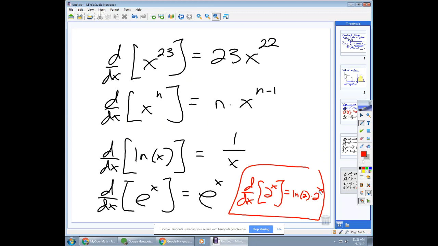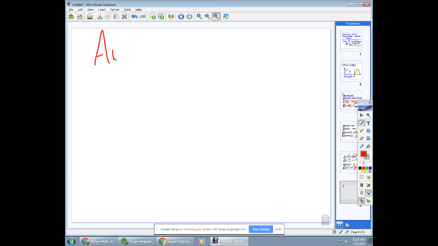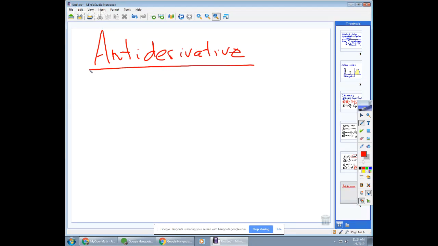Now, at the end of Calculus 1, we looked at antiderivatives. Meaning, if I tell you what the answer is, can you tell me what function we took the derivative of? So that's the idea of an antiderivative. The question would be something like f prime of x is equal to 3x squared. What did f of x equal?